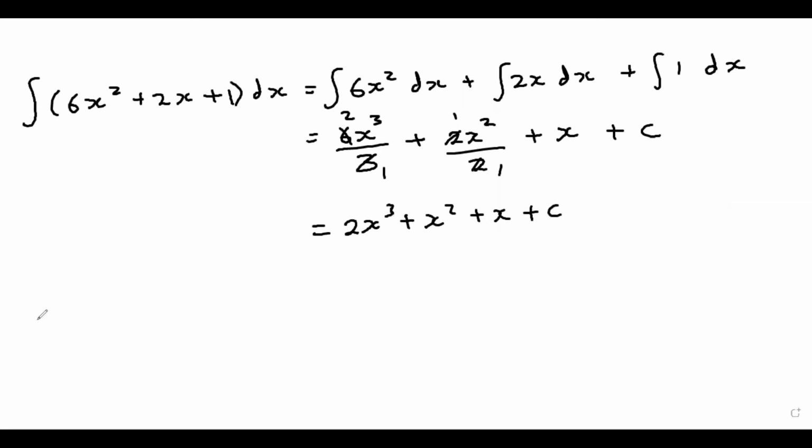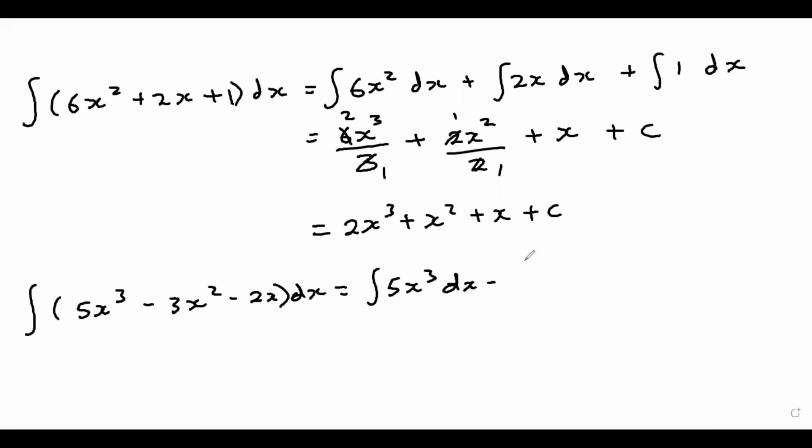Again, let's try another example. Let's say we have the integral of 5x cubed minus 3x squared minus 2x dx. So we'd have the integral of 5x cubed, minus the integral of 3x squared, minus the integral of 2x dx.